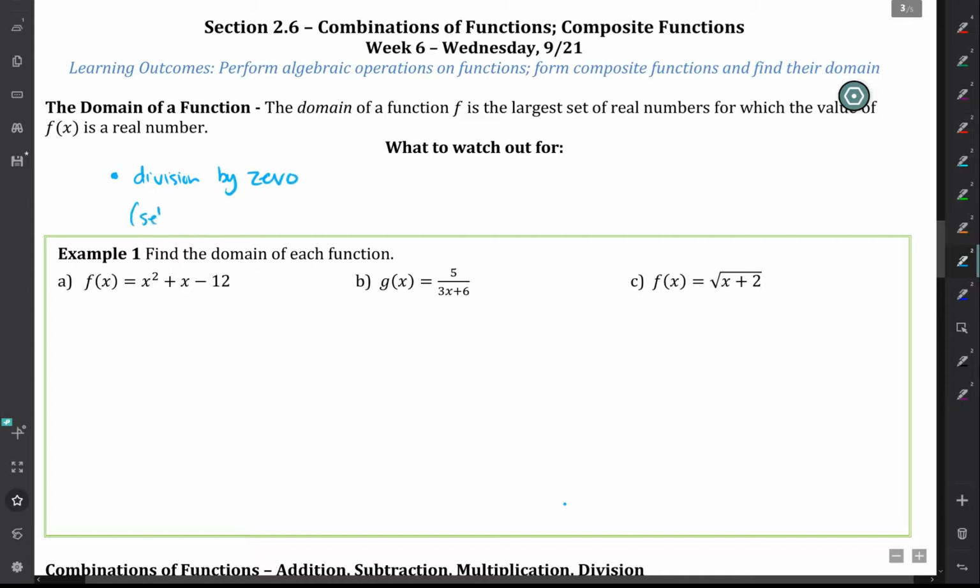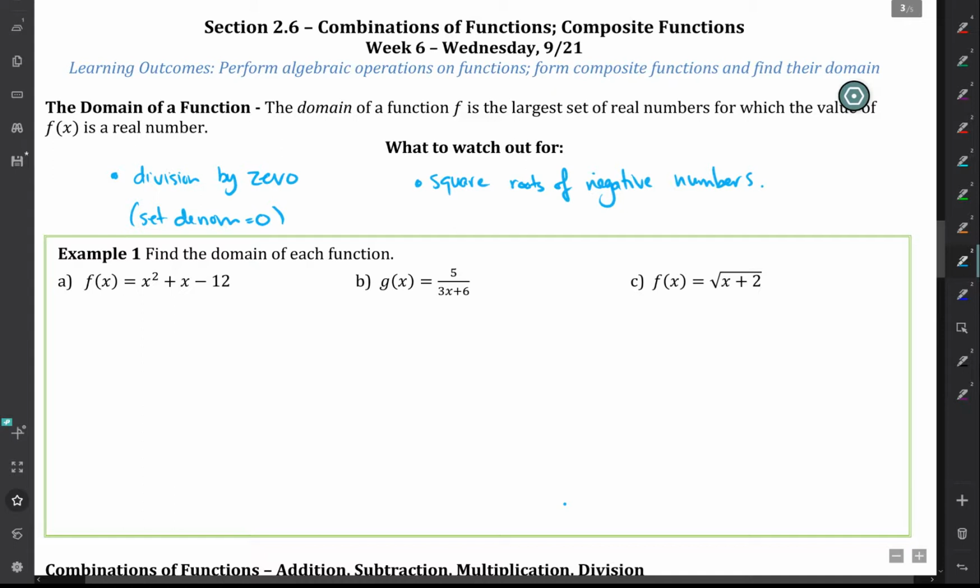Another way to think about this is you set the denominator equal to 0 and solve to find the values that are not allowed. And you also do not want to take the square root, or even roots, of negative numbers. So both of those are no-nos.